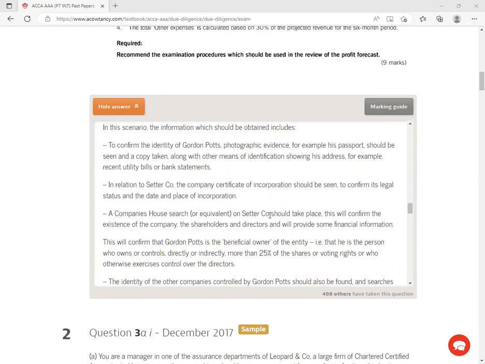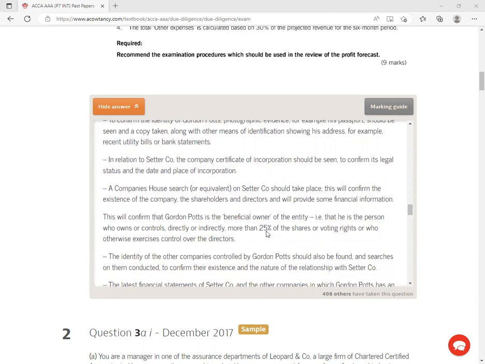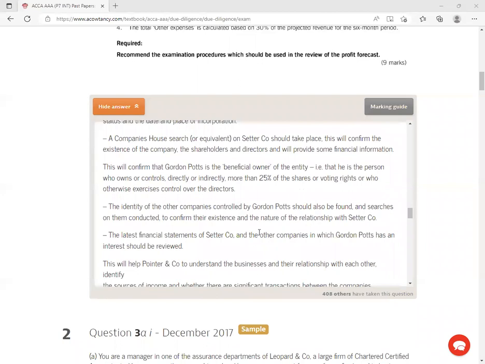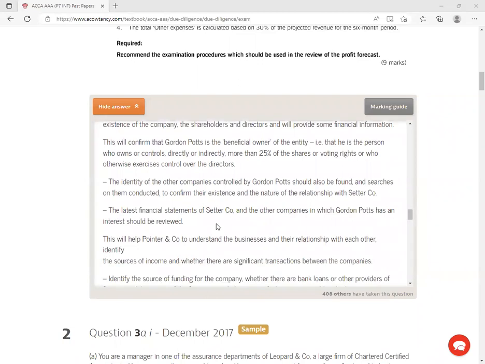This will confirm the existence of the company, the shareholders and directors, and will provide some financial information. This will confirm that Golden Ports is the beneficial owner of the entity, i.e. that he is the person who owns or controls directly or indirectly more than 25% of the shares, etc. The identity of the other companies controlled by Golden Ports should also be confirmed, and searches on them conducted to confirm their existence and the nature of the relationship with such a company.